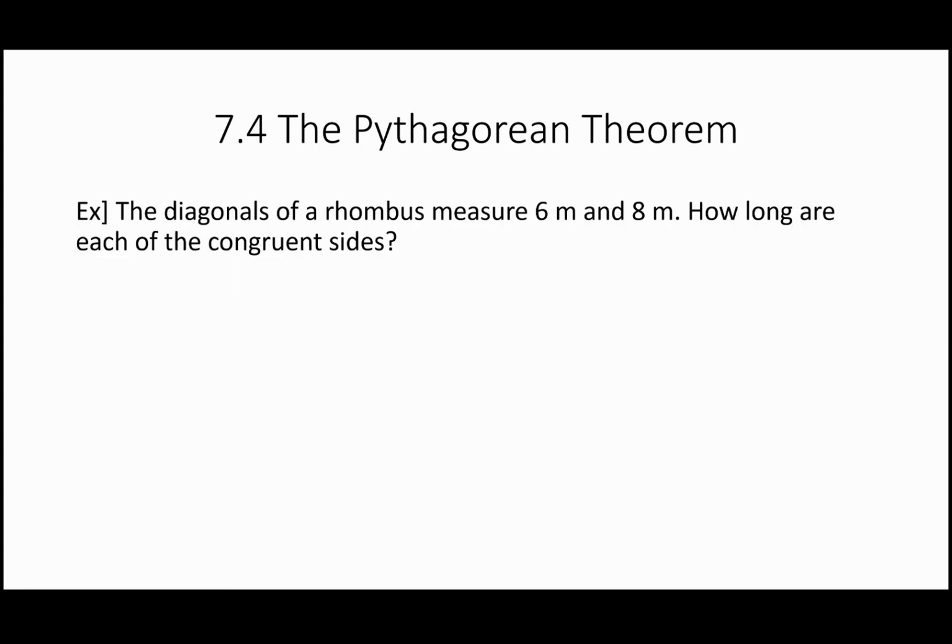Okay, and now we're in the examples stage, in which I want to dive into several different examples that I took from the homework. They're not homework problems. Actually, they're like adjacent problems. They're probably even numbered problems that are very similar to stuff you'll be working on in homework. And here's the first example. The diagonals of a rhombus measure 6 meters and 8 meters. How long are each of the congruent sides?